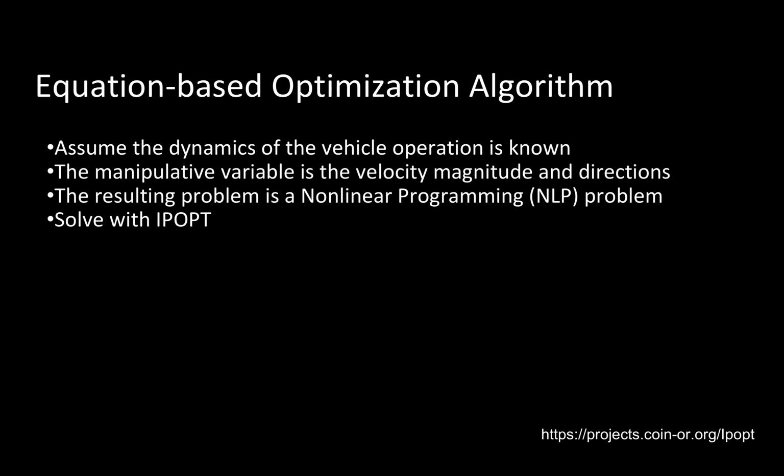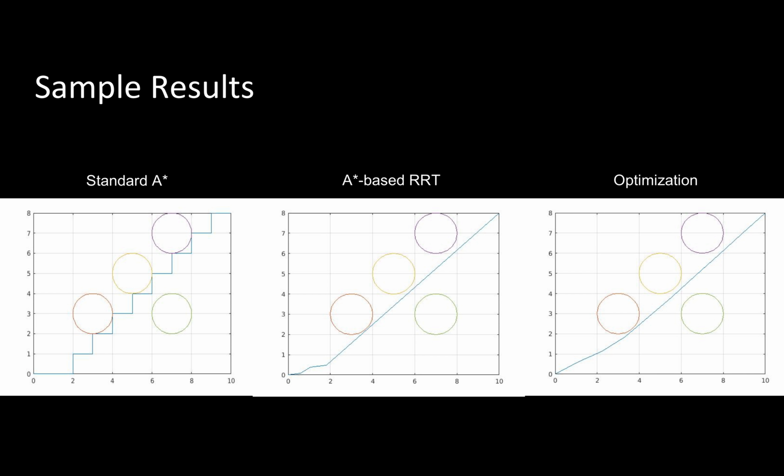Lastly, we use the equation-based optimization algorithm. Basically, we assume we know the dynamics of the vehicle operation, and we can manipulate the velocity, magnitude, and directions. As a result, the problem we solve is a nonlinear programming problem, and we solve it with an interior point solver called IPOpt.